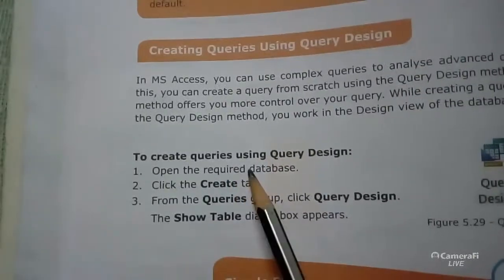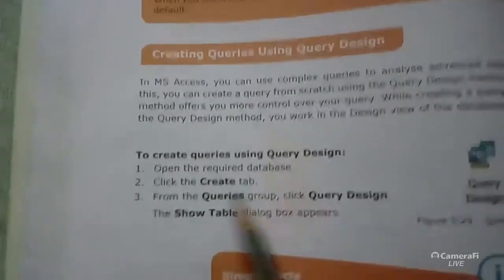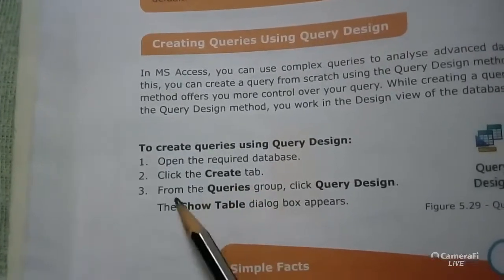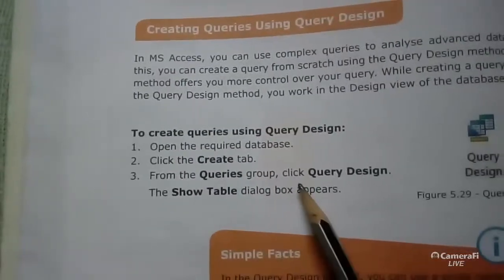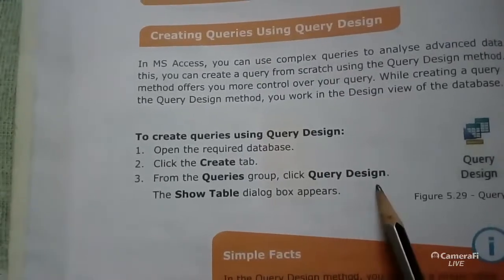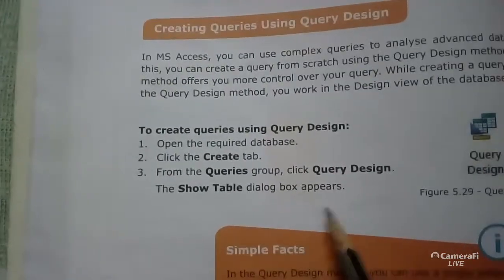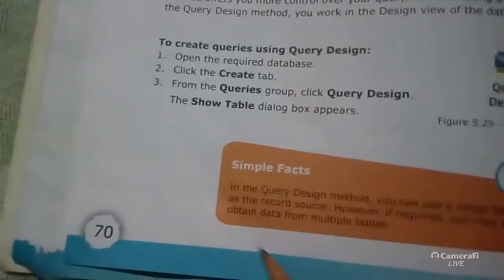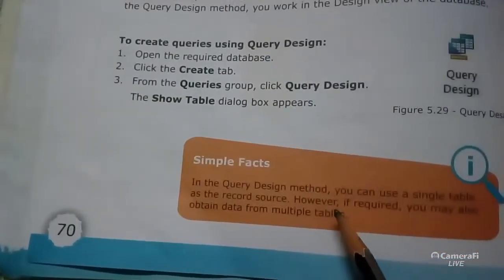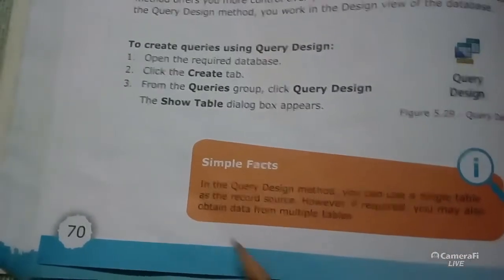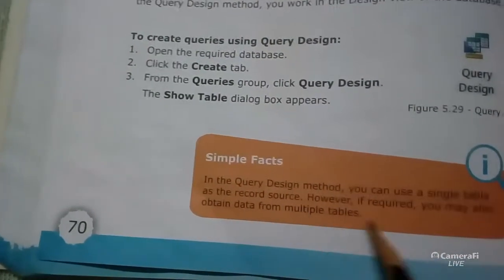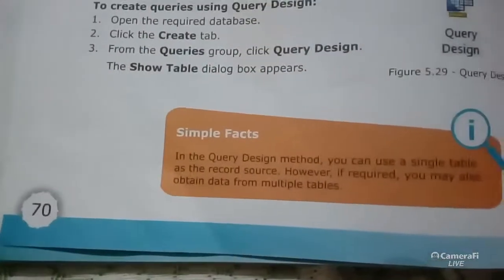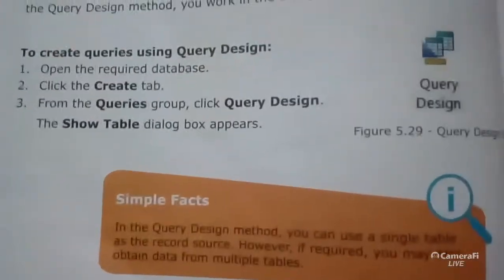Now, to create queries using query design, open the required database, click the Create tab. From the Query group, click Query Design. The Show Table dialog box appears. In the query design method, you can use a single table as the record source. However, if required, you may also obtain data from other tables also.